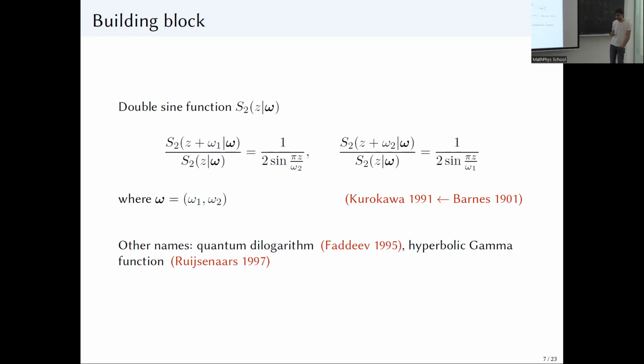And this function is also so remarkable that it was discovered two more times independently. Not precisely this function, but a close relative of it. It was discovered by Faddeev, and he called a similar function the quantum dilogarithm. And it was discovered by Ruijsenaars himself in the context of his models, and he called it the hyperbolic gamma function, because there is a particular limit when this double sign function reduces to the usual Euler gamma function. So it's a kind of generalization or deformation of the Euler gamma function. You can use any of these three functions, but we use the double sign.